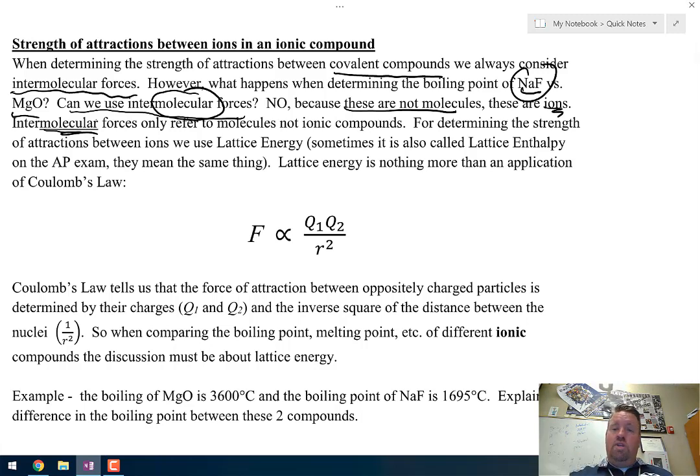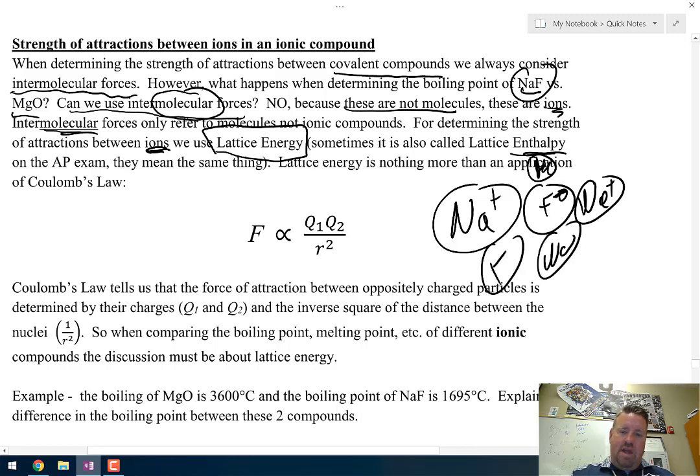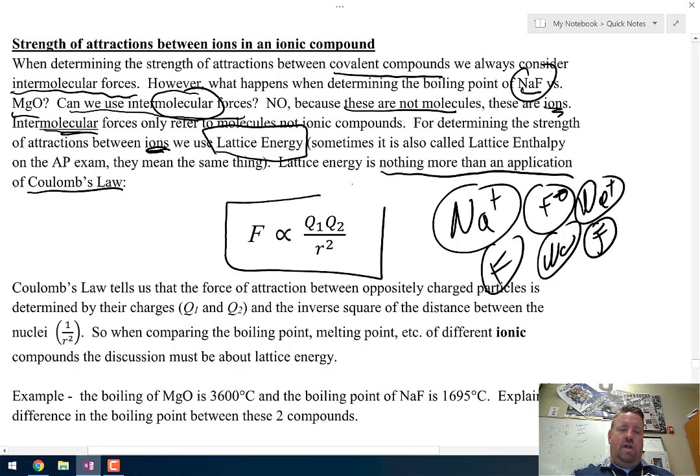So to determine the strength of attraction between ions, we use what's called lattice energy. And remember, sometimes I call it lattice enthalpy. Same thing. Remember that ionic compounds, it's not just Na+ and an F-. Remember, it's a whole bunch: Na+, Na+, Na+, F-, F-. There's that lattice structure where there's a whole bunch of them together. Okay, and so we call this lattice energy, and again, it's nothing more than an application of Coulomb's law.